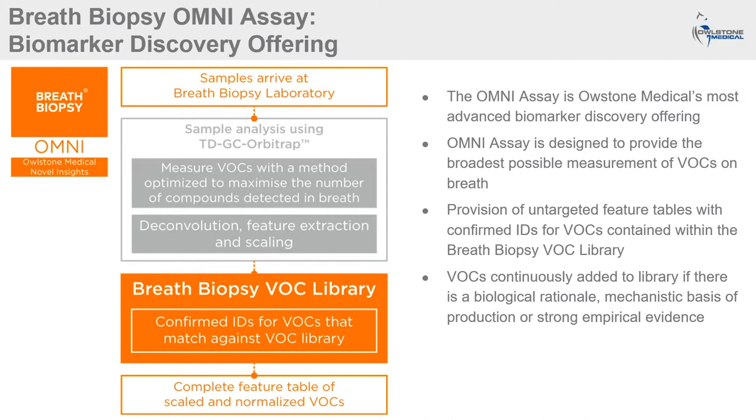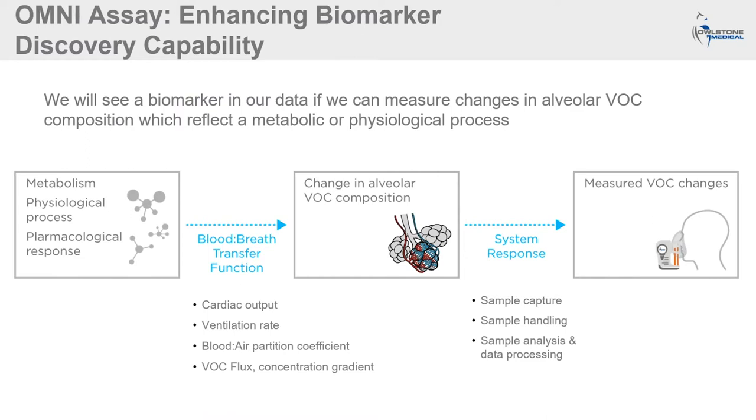The introduction of the Orbitrap has enhanced our capability, but before I describe the performance of the Omni Assay, I'm going to describe how we measure the capability. It's all based around this hypothesis, which is that we'll see a biomarker in our data if we measure changes in alveolar VOC composition, which reflect a metabolic or physiological process. If you have a look at this diagram, a metabolic, physiological process or pharmacological response causes a change in our alveolar VOC composition.